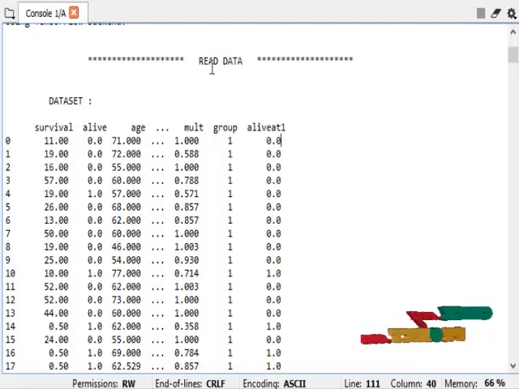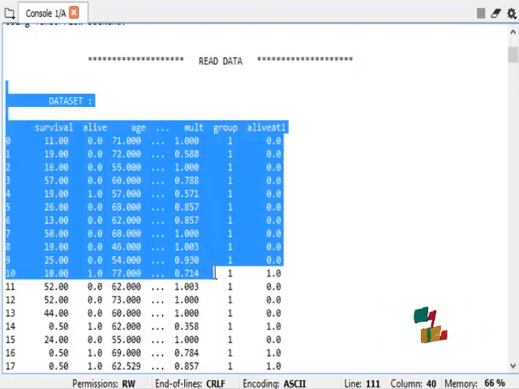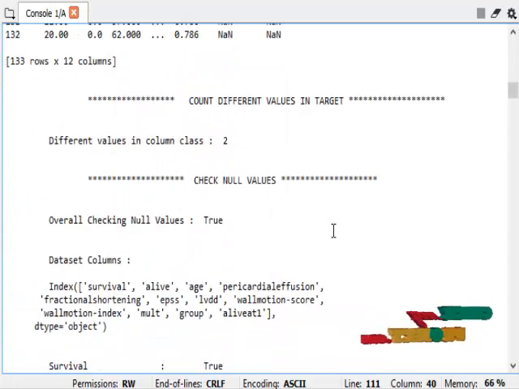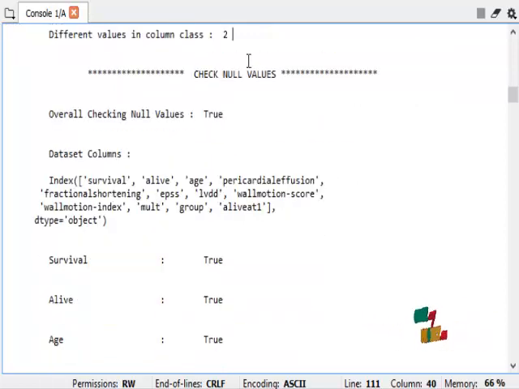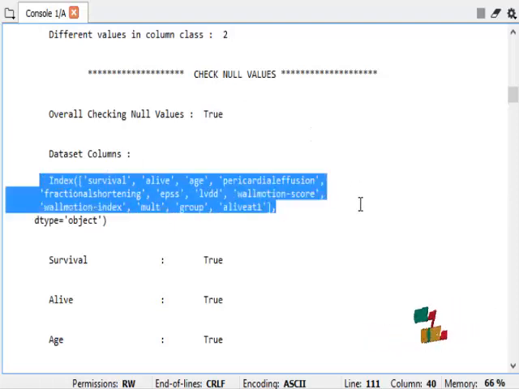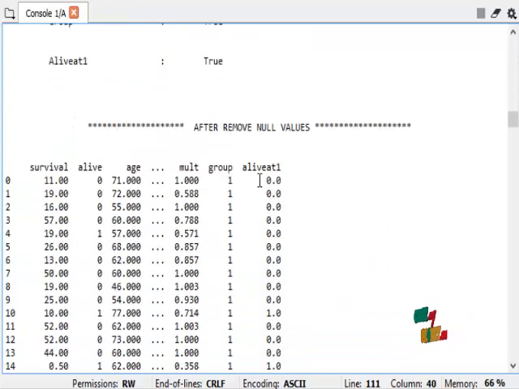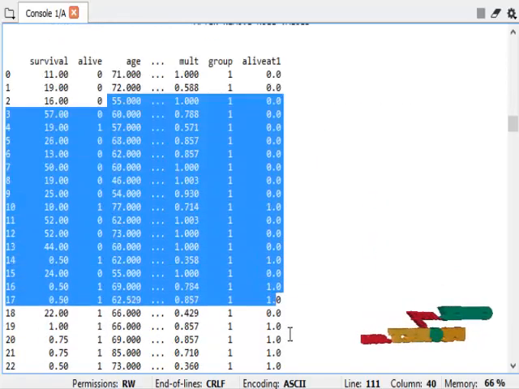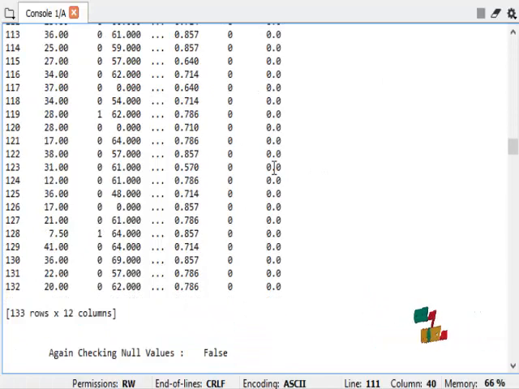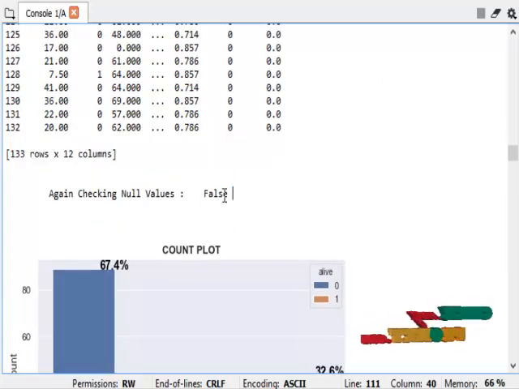We start our project. First, read dataset. This is our dataset, and then count different values in target. There are two values in our target. Then check null values. Null value is true. These are the attributes in our dataset, and then check overall column. After removing null values, this is our dataset, and then again checking null values, false.